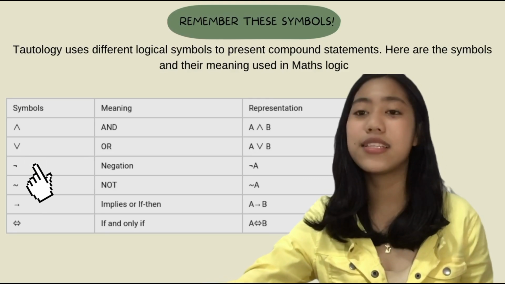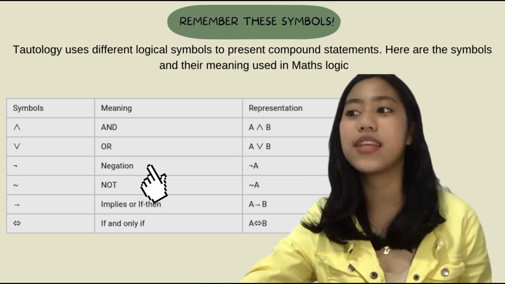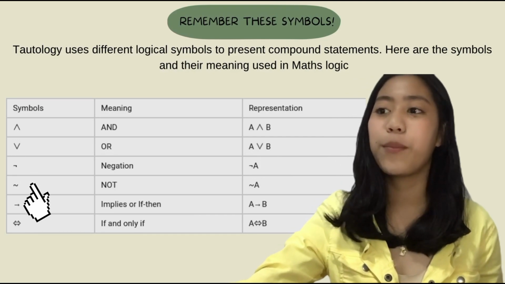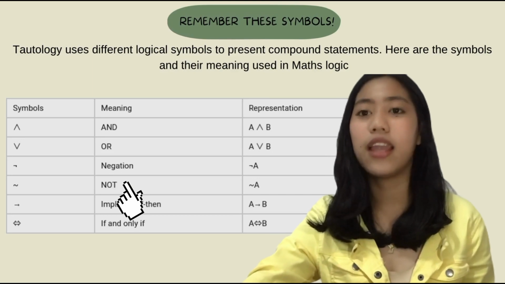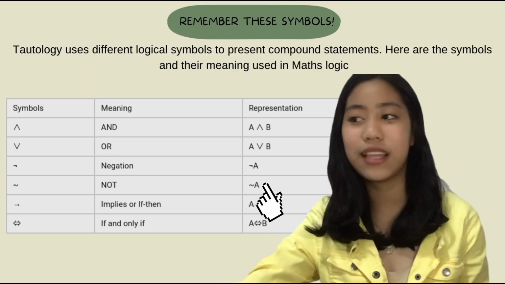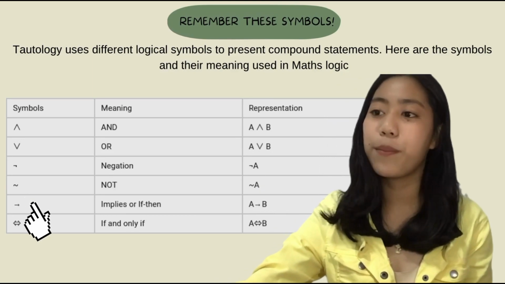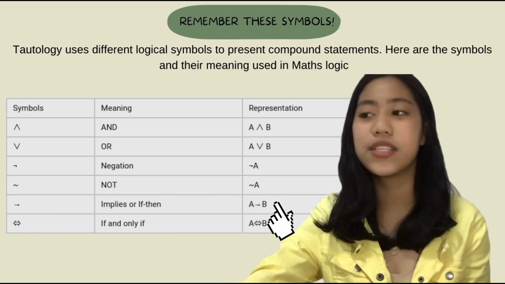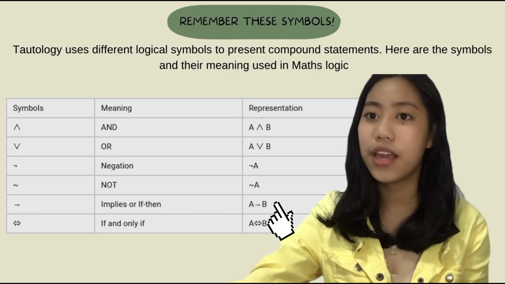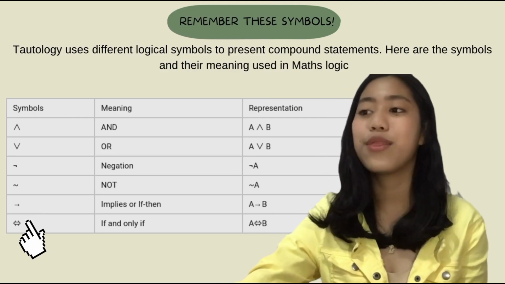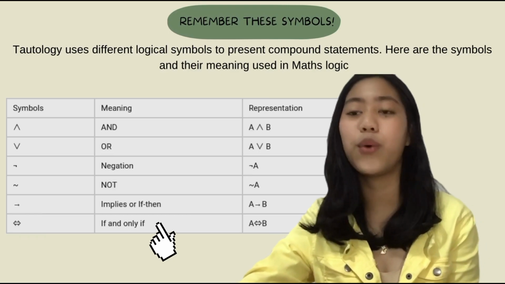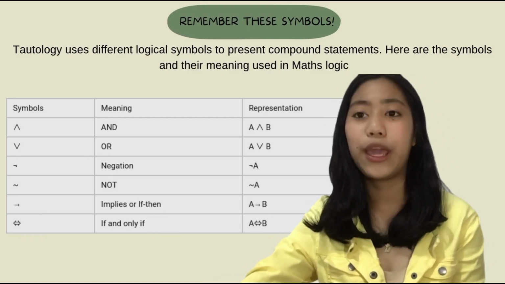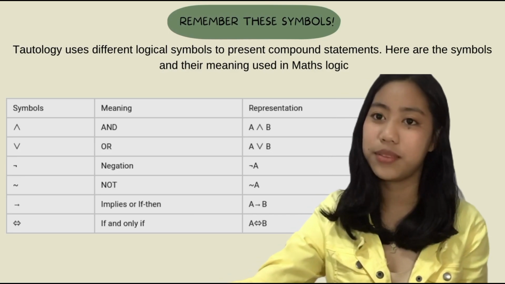Symbol number 3 is negation, and its representation is not A. The symbol number 4 is implies or if then, and its representation is A if then B. And the last symbol is if and only if, and its representation is A if and only if B.